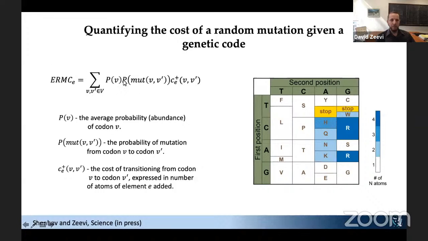This expected random mutation cost is basically the probability of starting at some codon, let's say threonine, times the probability of mutating to a different codon, let's say arginine, times the cost of transitioning from one amino acid to the other in terms of added number of elements, in this case, nitrogen. And we do that for all pairs of amino acids.